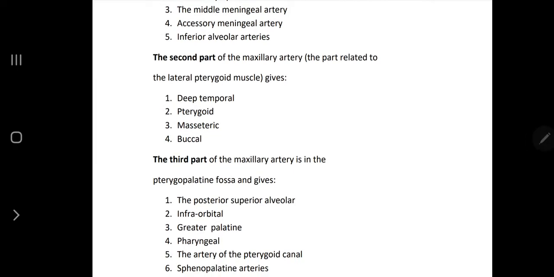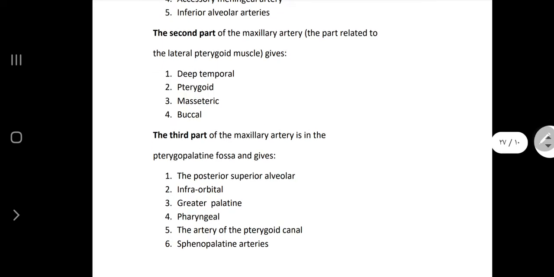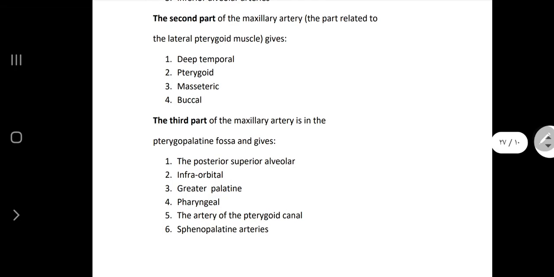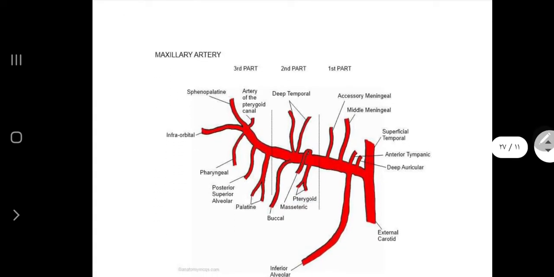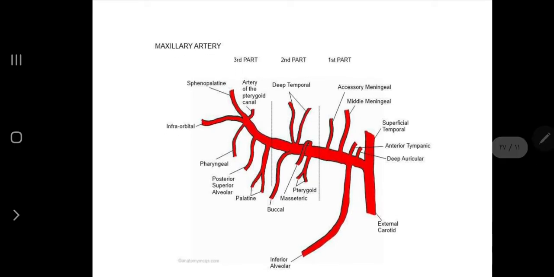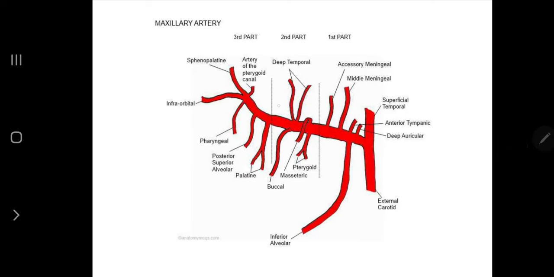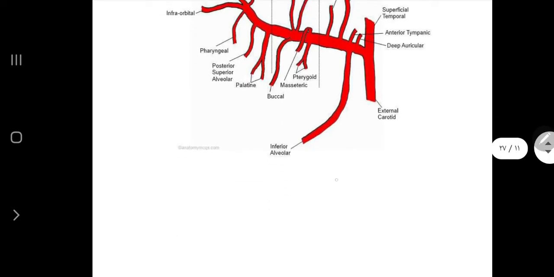The third part of maxillary artery in the pterygopalatine fossa and gives posterior superior alveolar, infraorbital, greater palatine, pharyngeal artery, the artery of pterygoid canal وsphenopalatine arteries. هاي الصورة توضح الماكسيلاري artery وتفرعاته. First part, second part, third part of maxillary artery.